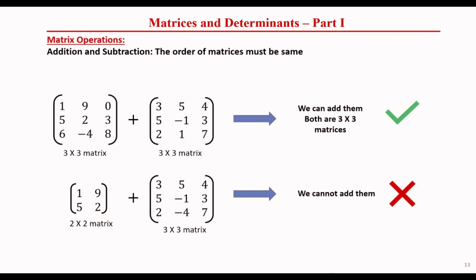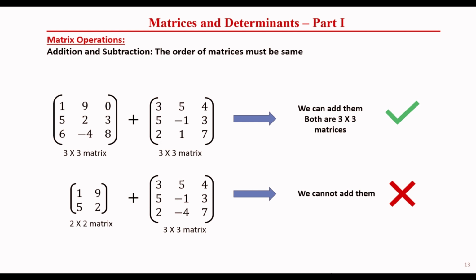Now let's talk about the addition and subtraction of the matrices. How can we add them and subtract them basically? In order to add and subtract the matrix, the order of the matrices must be same, or else we don't know which element from a given matrix should be added or subtracted to what element from the next matrix.